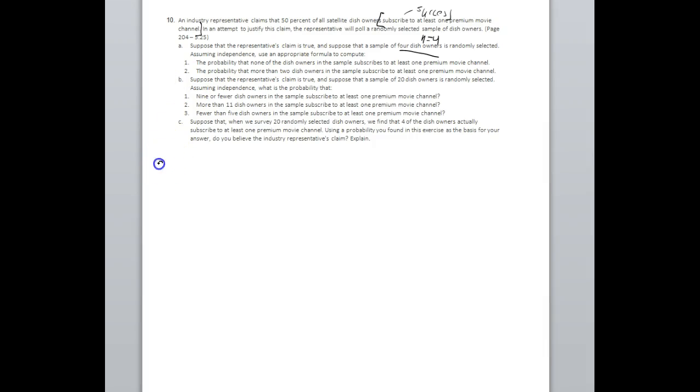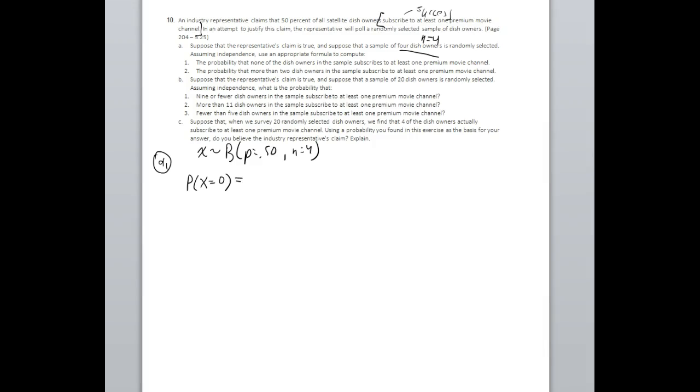Okay, so let's do A1. First thing, we know that x is going to be binomial with probability of 0.5 of success, and then n equal 4. So it's just saying the probability that none of the dish owners in the sample subscribes to at least one premium movie channel. So basically the probability that there are no successes. So the probability that x equals 0.